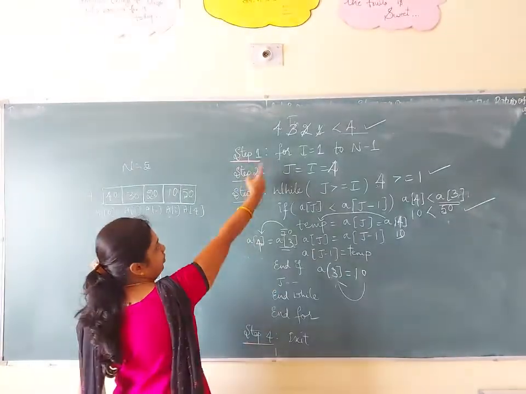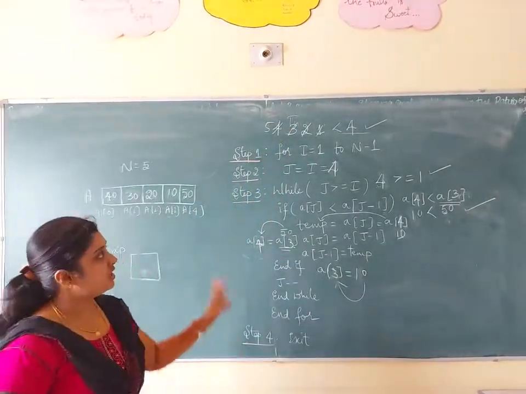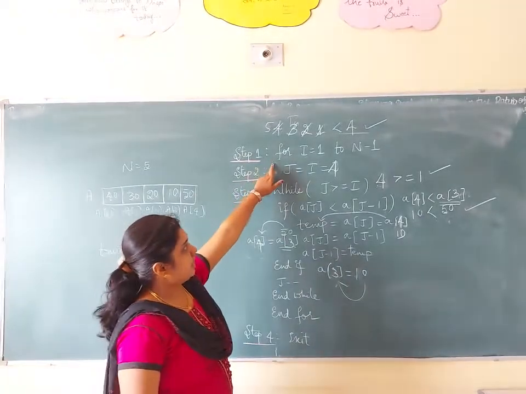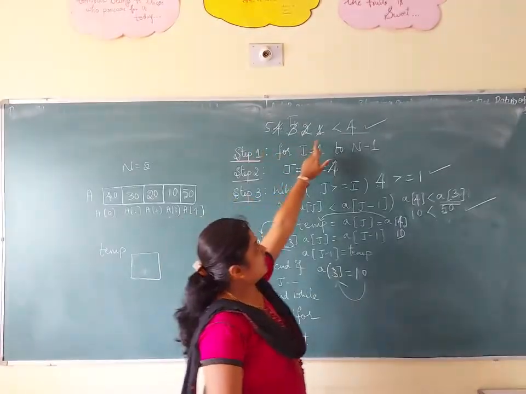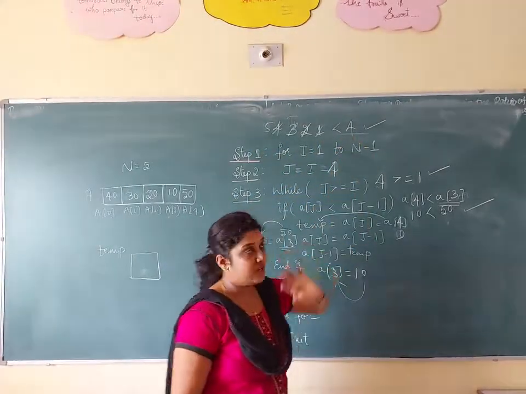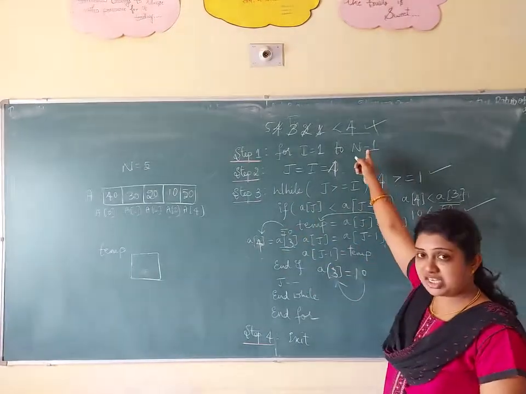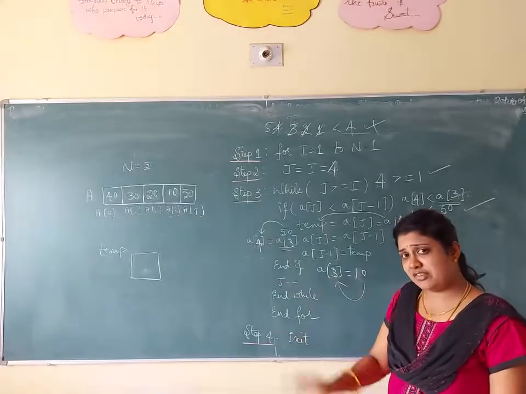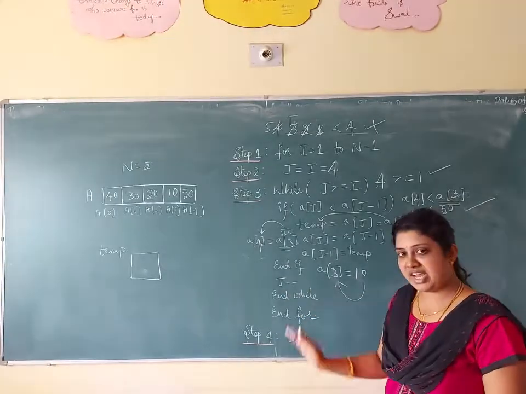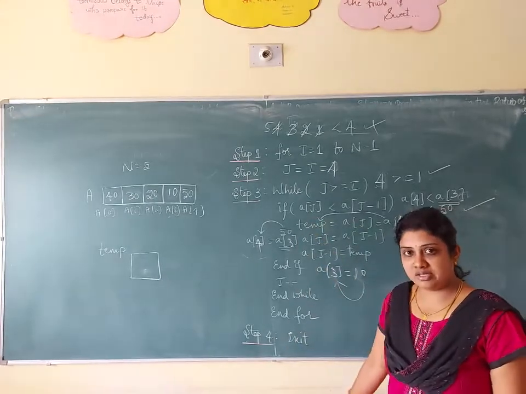Again it will come to the for loop, 4 will be incremented to 5. Listen carefully. 5 is less than or equal to 4? No. The condition does not satisfy. If the condition does not satisfy, what will happen? It's going to end the while loop and end the for loop and come out of the algorithm.